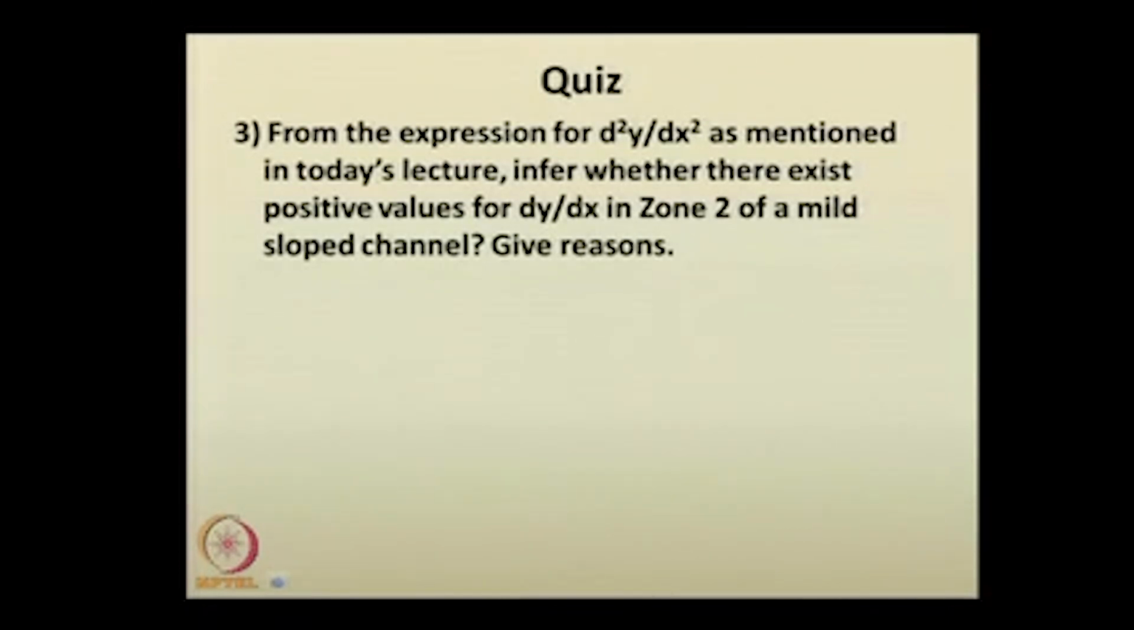Now, the next question is, from the expression for d squared y by dx squared as mentioned in today's lecture, infer whether there exist positive values for dy by dx in zone 2 of a mild slope channel. Give reasons. So, all are very simple questions today. You can just answer them in 3-4 minutes and return the sheets.